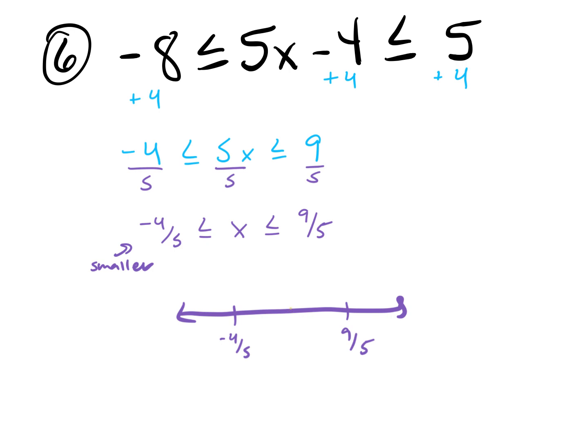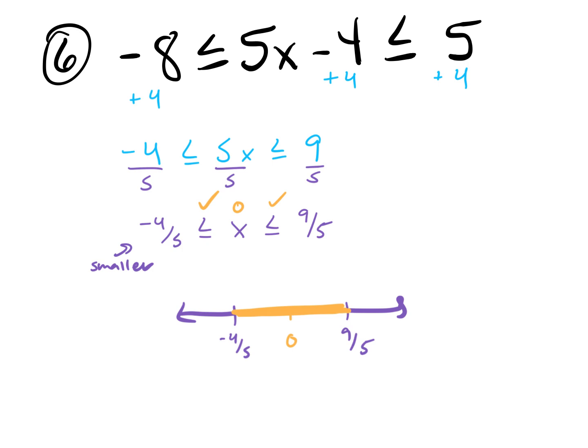We can pick a number in the middle and test it to see if we're going to end up highlighting in the middle. So we could pick 0, because 0 is going to be in between a negative number and a positive number. So negative 4 over 5 is less than 0. That is true. And 0 would be less than 9 over 5. That is also true. So we're going to highlight in the direction of 0.